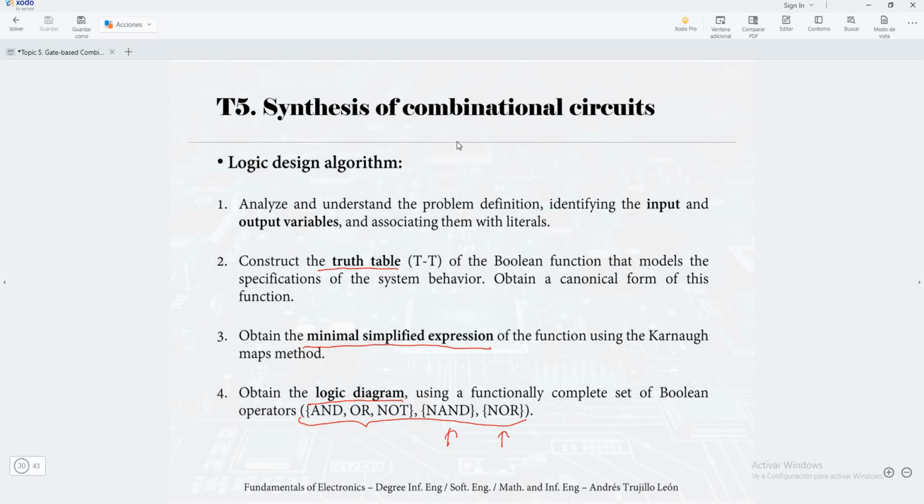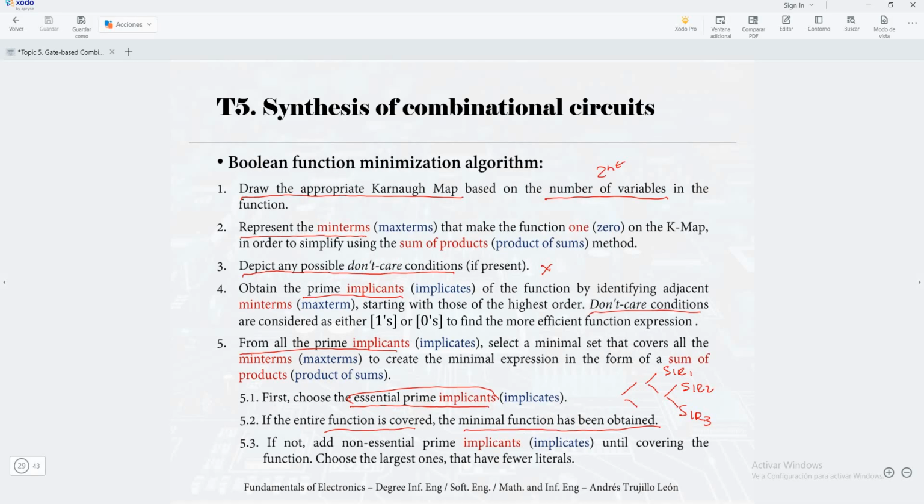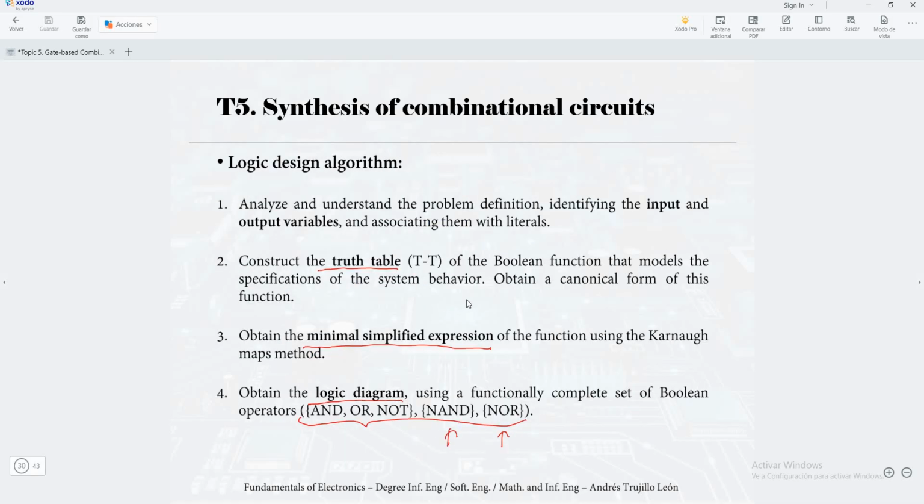Once we have the truth table, we are going to build the Karnaugh map of each output. We are going to simplify the output using the tools that we have seen. And when we have the minimal expression, we build the logic diagram interconnecting logic gates using AND-OR levels or NAND or NOR gates. We are going to apply this in every exercise that we are going to do about the design of combinational circuits.